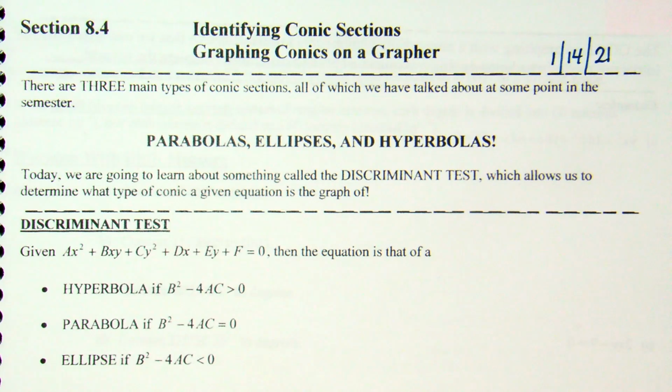Now, lesson 8.1 was looking at being able to, given an equation of a conic section, use something called the discriminant test. And so without doing a lot of difficult work, being able to identify: is this going to be a parabola, an ellipse, or a hyperbola?